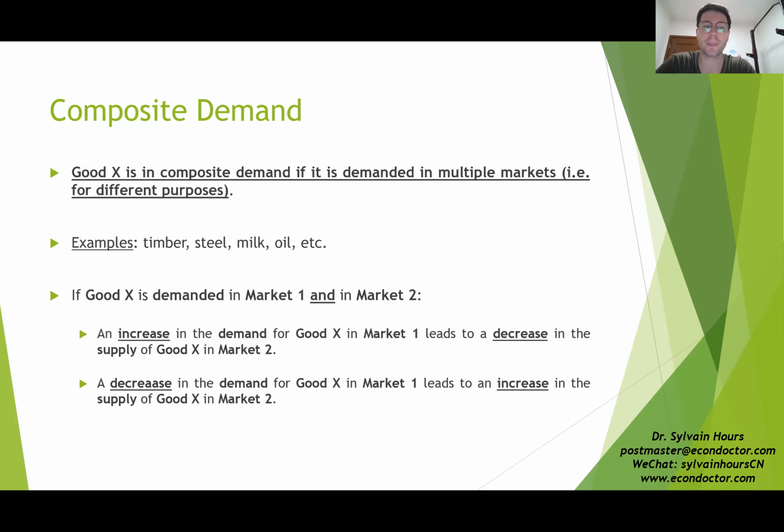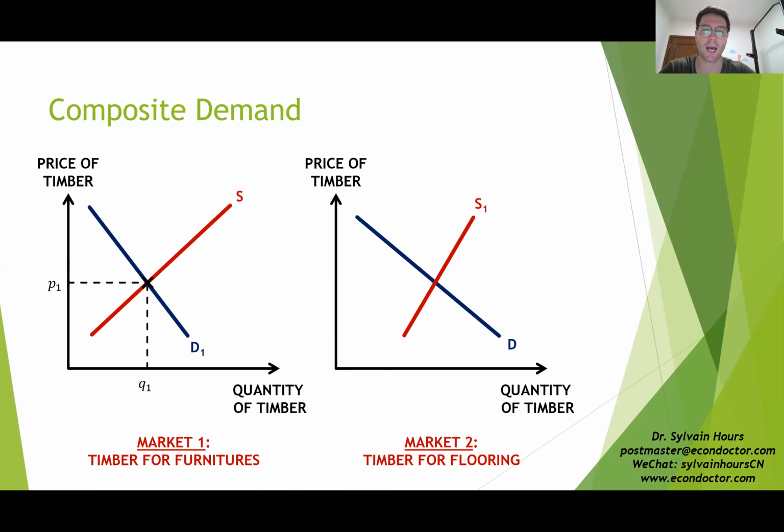And it's the opposite if there is a decrease. If there is a decrease in the demand for good X in market one, the equilibrium price will be lower. So you have an incentive to sell less of good X in market one. And instead, you will have a stronger incentive to sell good X in market two, simply because it is relatively more attractive to sell your output in market two. So the supply of good X will increase in market two. So this is how it works.